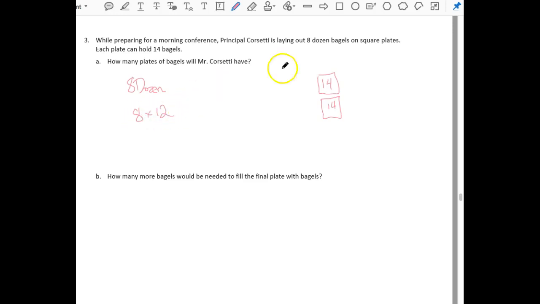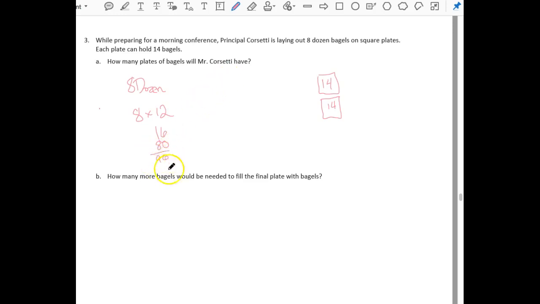So I can't just take a package per plate. That won't work. So I'm going to have to figure out, okay, what is it? How many bagels do we have going on here? And I happen to know that 8 times 2 is going to be 16. And I know 8 times 10 is 80. That's going to be 8. And that is 90. And that's a 6, 96. So I have 96 bagels.